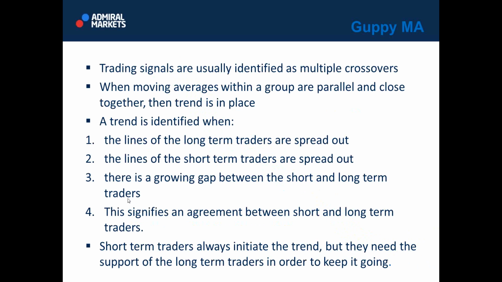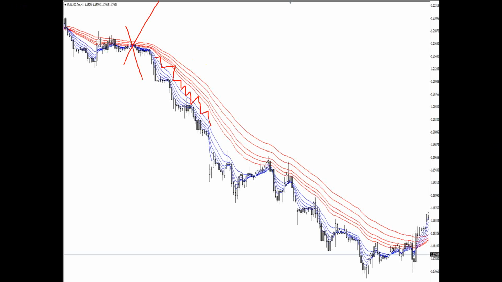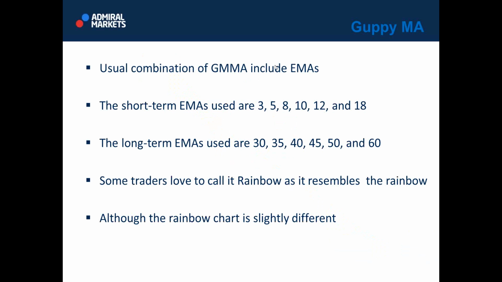Now, there is a growing gap between the short and long-term traders, and this is the gap. The space in between long-term traders and short-term traders is the gap. You see, there is no gap here because we expect the trend to change. We do not know whether it will change. It can go up, but it went down, and you see the gap. This gap is growing, and this is also the sign of a strong trend.